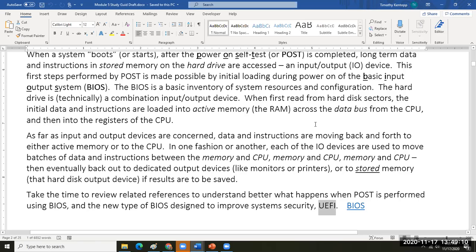So the first action, once your power on self-test is done, data out of the persistent memory, the SD card, the hard disk, something like that. Where does it go? Into the RAM. Where from there? Into the CPU, and away you go.